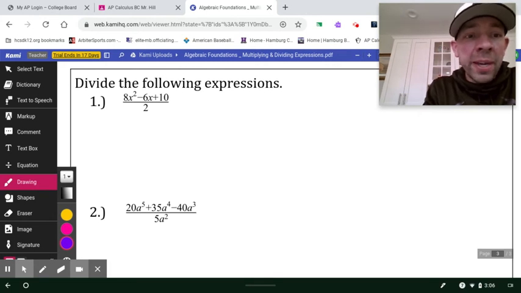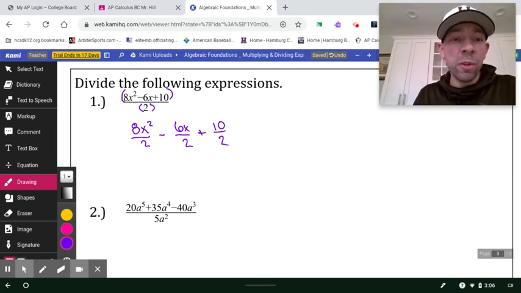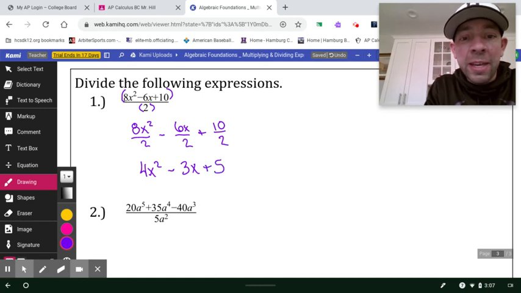So again, what we've got here is a big old trinomial being divided by a monomial, and we are going to go ahead and split that bear up. Using that distributive property for division, we're going to take the first term, divide it by 2, take the second term, divide it by 2, take your third term, divide it by 2, and then we're just going to simplify each individual fraction that we've created. So 8x squared divided by 2 makes 4x squared, minus, and then we get a 3x and a 5, and bingo, we are done with that problem.